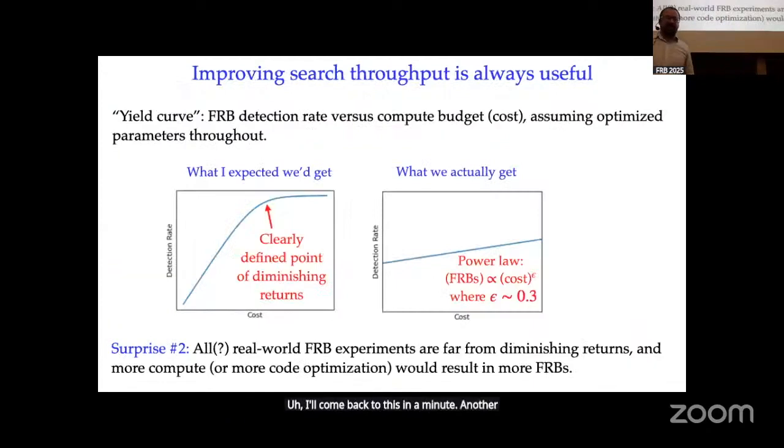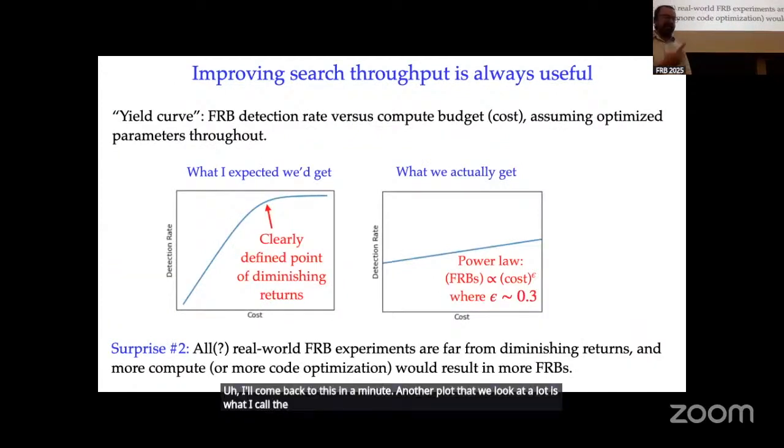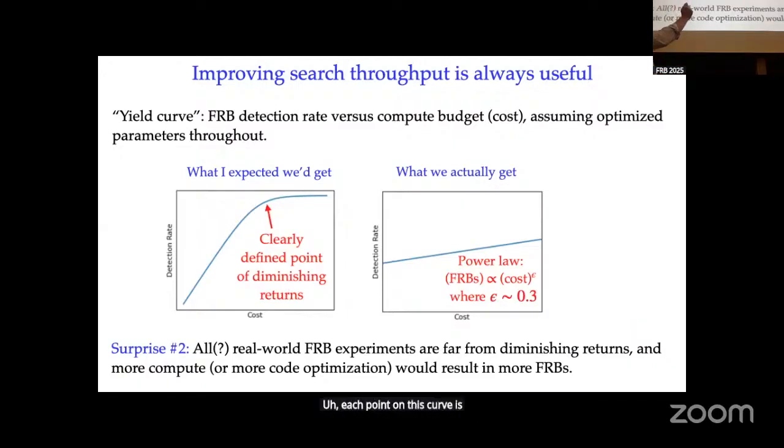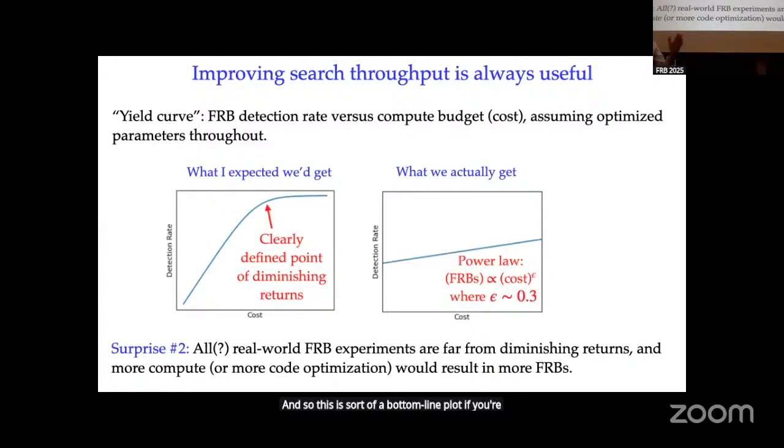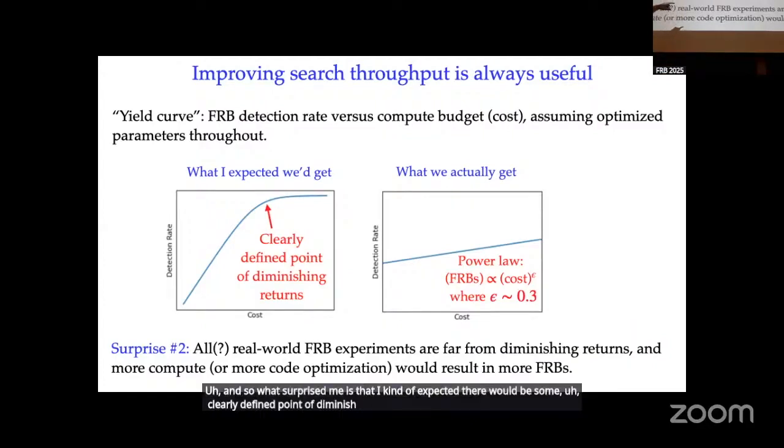Another plot that we look at a lot is what I call the yield curve. This is an expensive curve to compute. Each point on this curve is one full run of the optimizer, where you give it a computational budget, ask it how many FRBs you can detect, and then increase the budget a little bit on the x-axis and re-optimize all the parameters, get a new detection rate. So this is a bottom line plot if you're trying to assign a total budget to the FRB backend, decide what number of computers to buy. What surprised me is that I expected there would be some clearly defined point of diminishing returns.